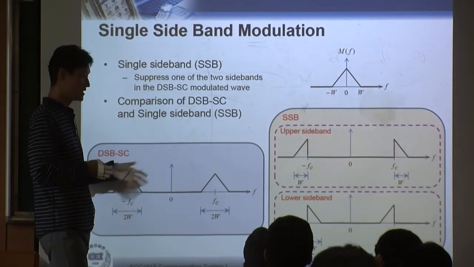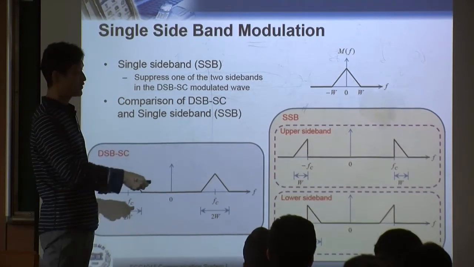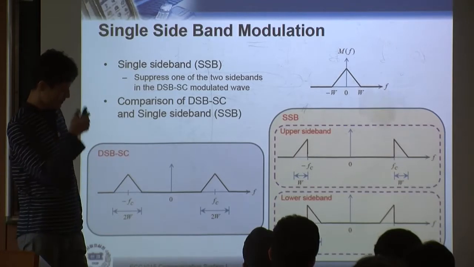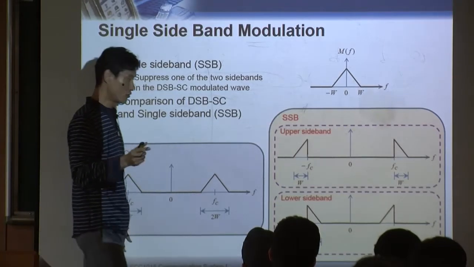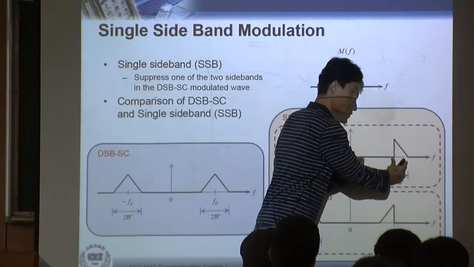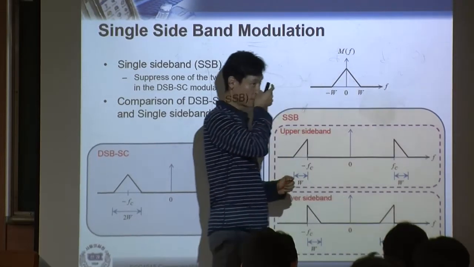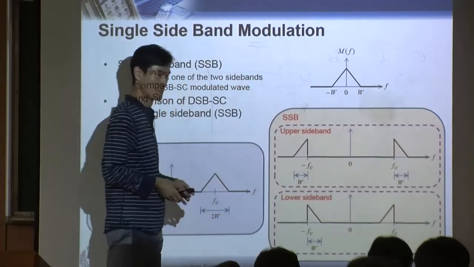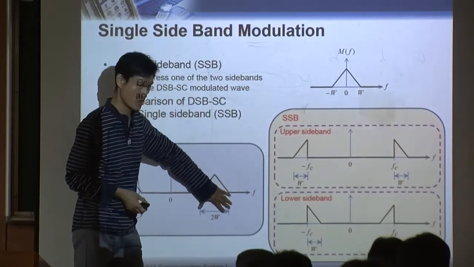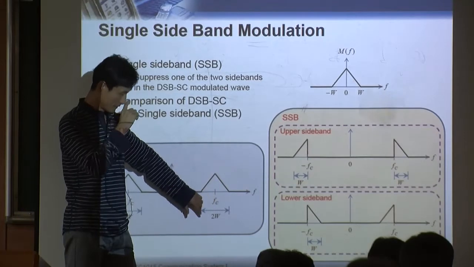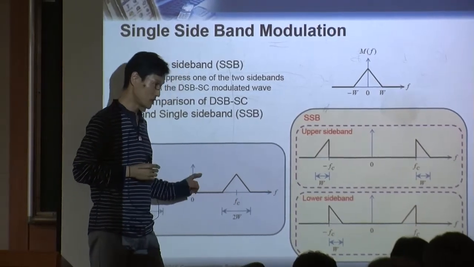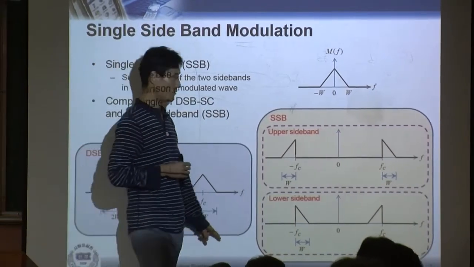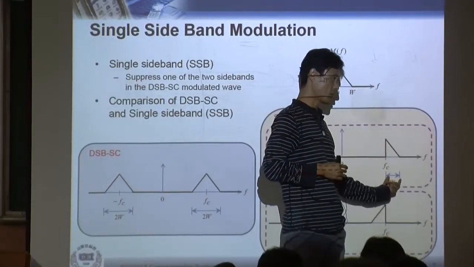Why? This is the only difference. Why do you need this one? You can see the difference here, right? The only reason is you want to use a smaller frequency spectrum. Okay? This one uses double the bandwidth, right? Look here, in the DSB case, your bandwidth is 2W. However, in single sideband, your bandwidth is only W.